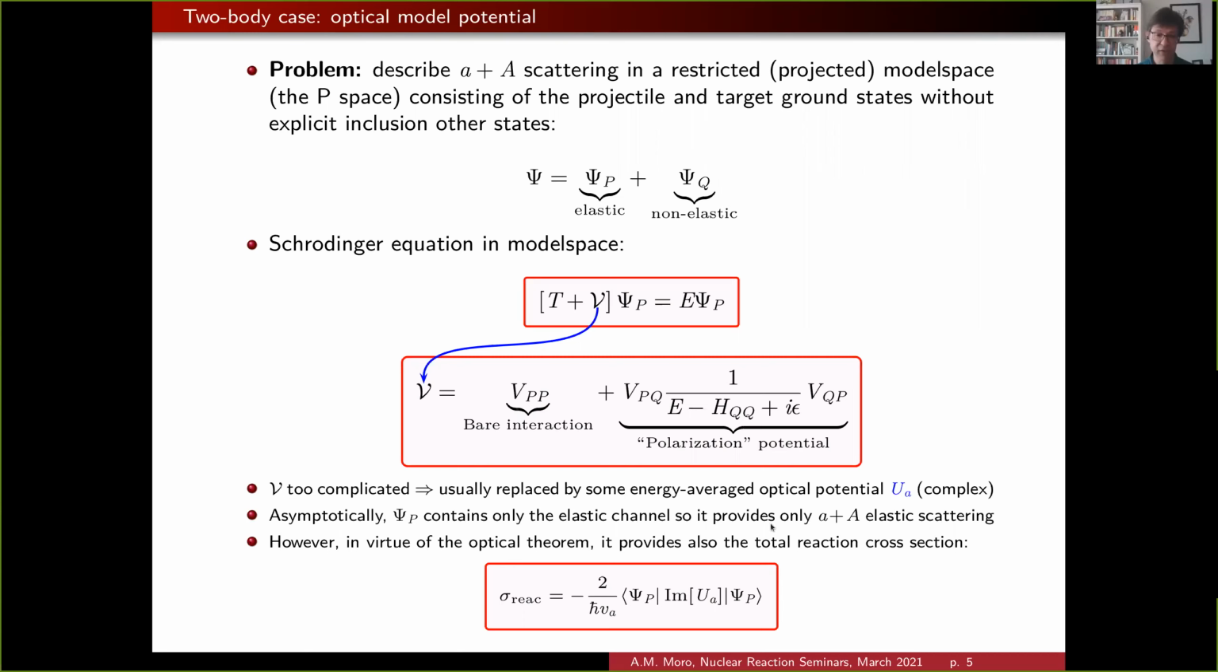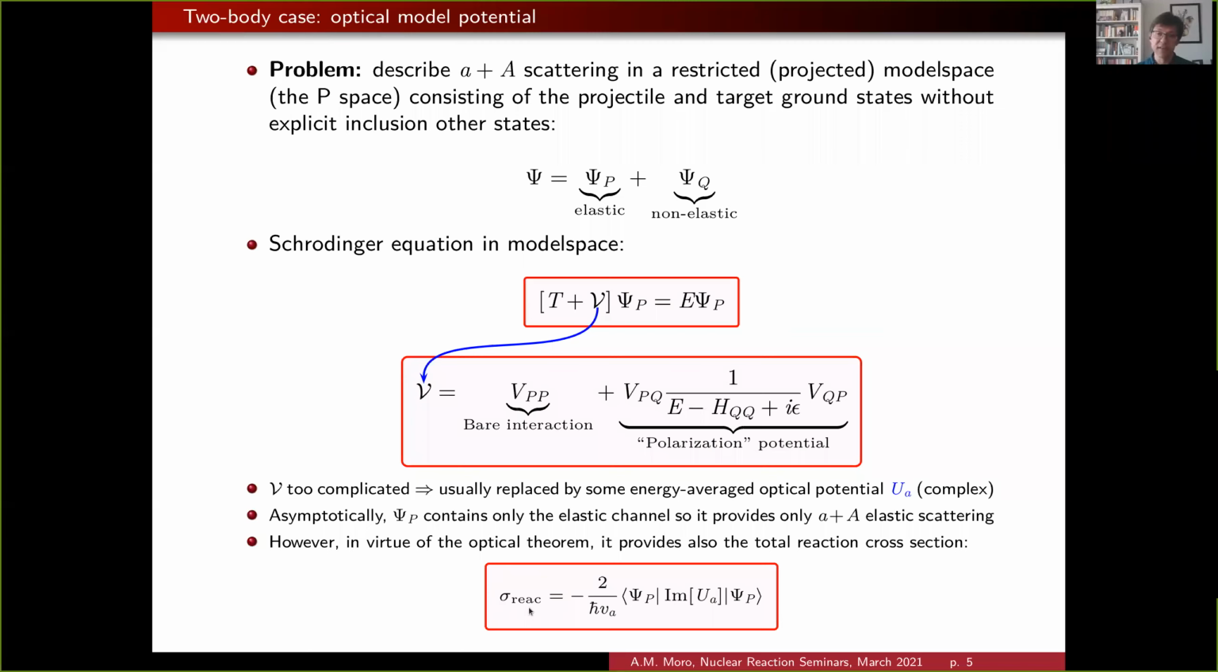That is what we call the optical potential. So this phi, this function here, contains asymptotically only the elastic channel, but if we are interested in computing all non-elastic channels, then we can use the optical theorem, and from the imaginary part of this optical potential and this projected wave function, we can compute the total reaction cross-section.